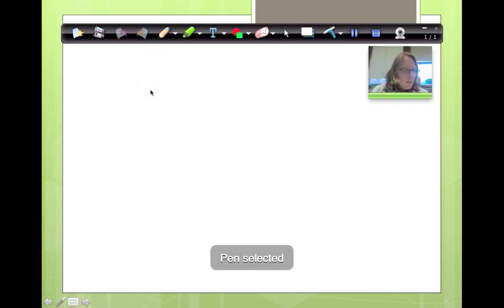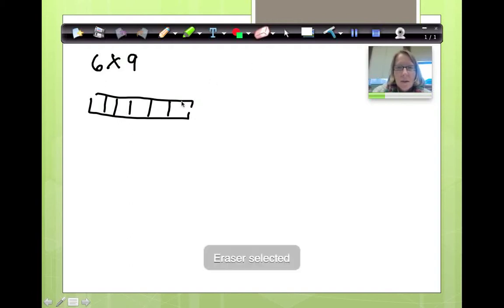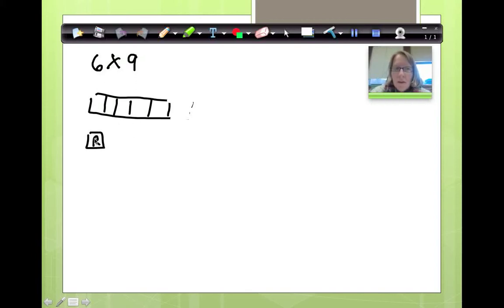Okay, now, when we did this in class, we had blocks. So let's have blocks again. I want to find out what 6 times 9 is. But I only have 5 white blocks. Okay, I only have 5 white blocks, but I have 1 red block.